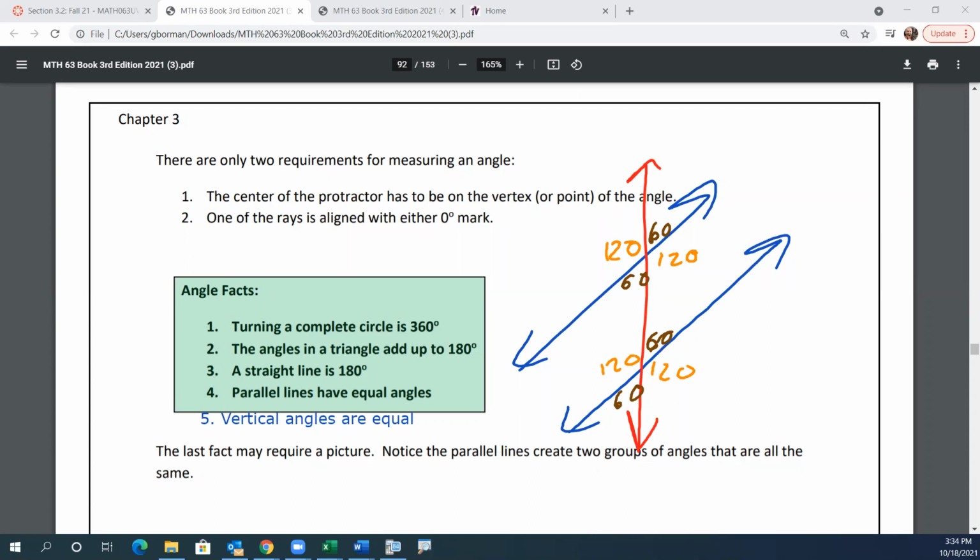So those are the rules, okay? So I think we'll end here and start a new one.